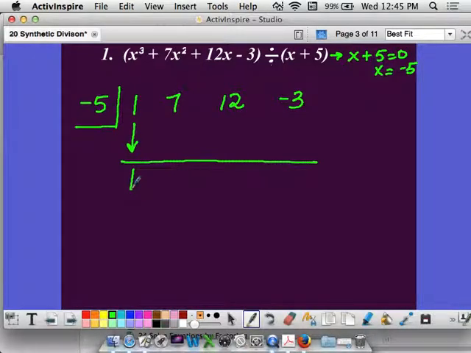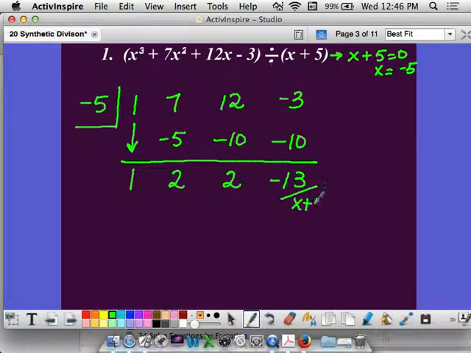Multiply, combine. Multiply, combine. So negative 5 times 1 is negative 5. Combine with the 7, that leaves 2. Negative 5 times 2 is negative 10. Combine these 2, and that leaves 2. Negative 5 times 2 is negative 10. Combine these 2, and that leaves negative 13. So this is my remainder over x plus 5.